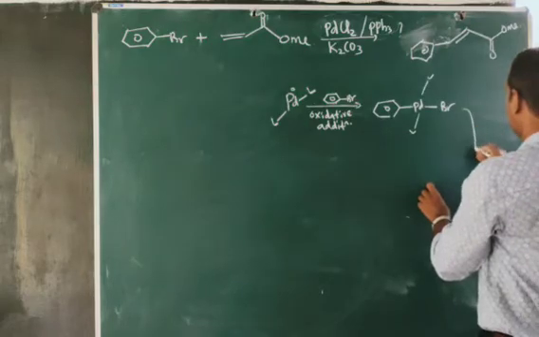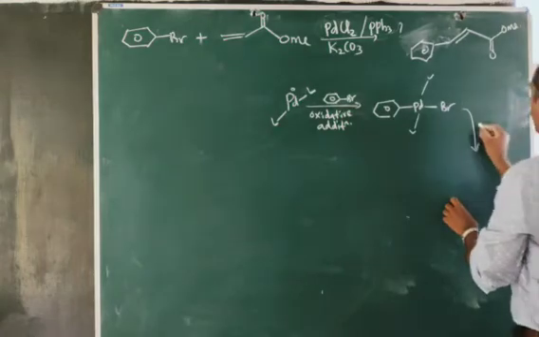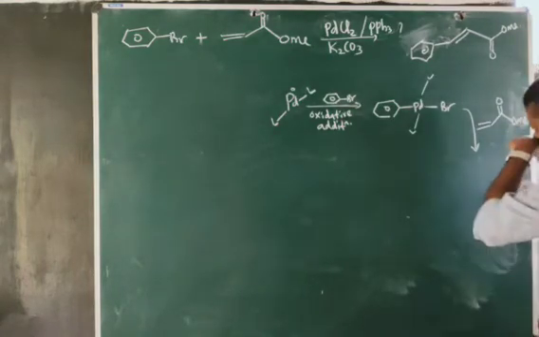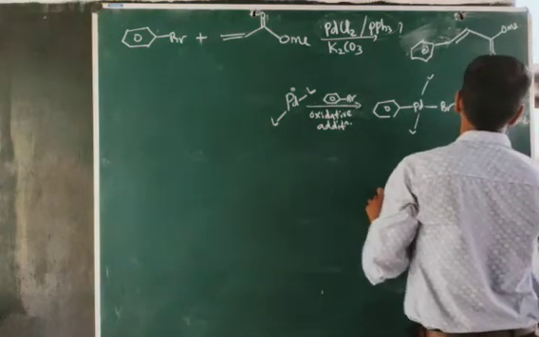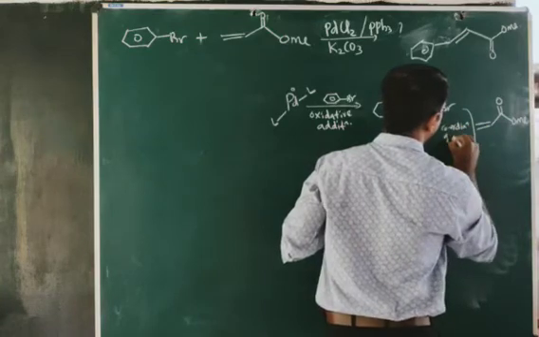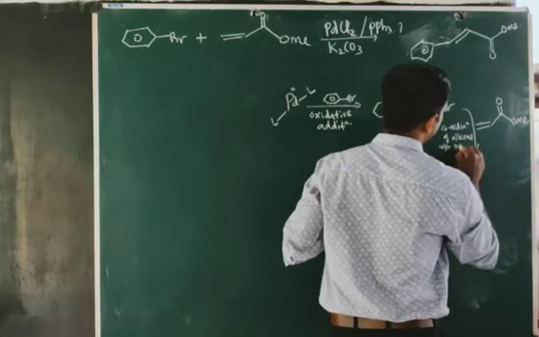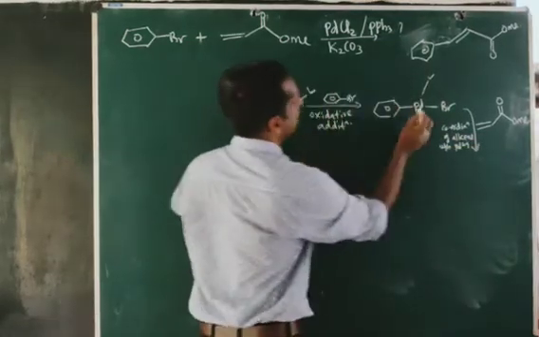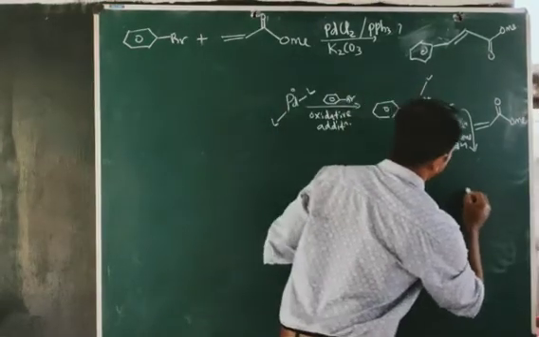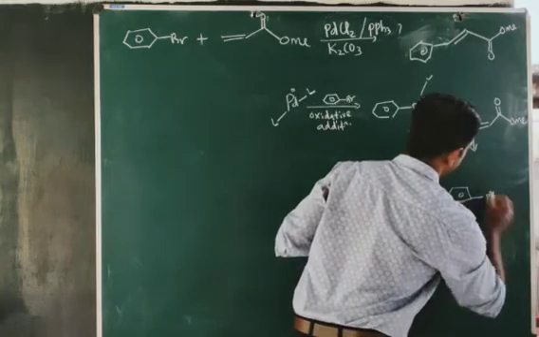And what is the next step? Insertion of alkene, which is double bond OMe. That is coordination of alkene with Pd2+. Now the Pd0 is changed to Pd2+. Keep it in mind. So what do we get? Here it is, and here it is Pd.